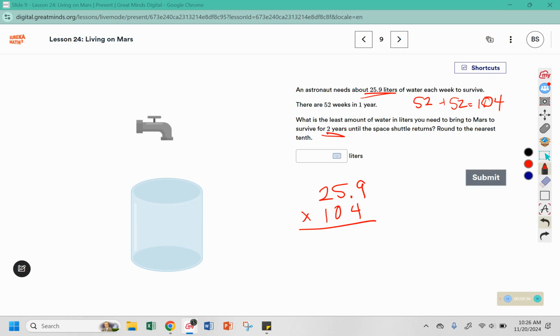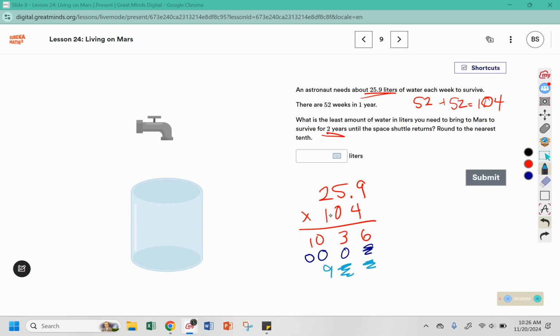4 times 9 is 36. 4 times 5 is 20. Plus 3 is 23. 4 times 2 is 8. Plus 2 more makes 10. Put in your place value spacer, then that's going to be 0, 0, and 0. This time you're going to need 2 place value spacers.